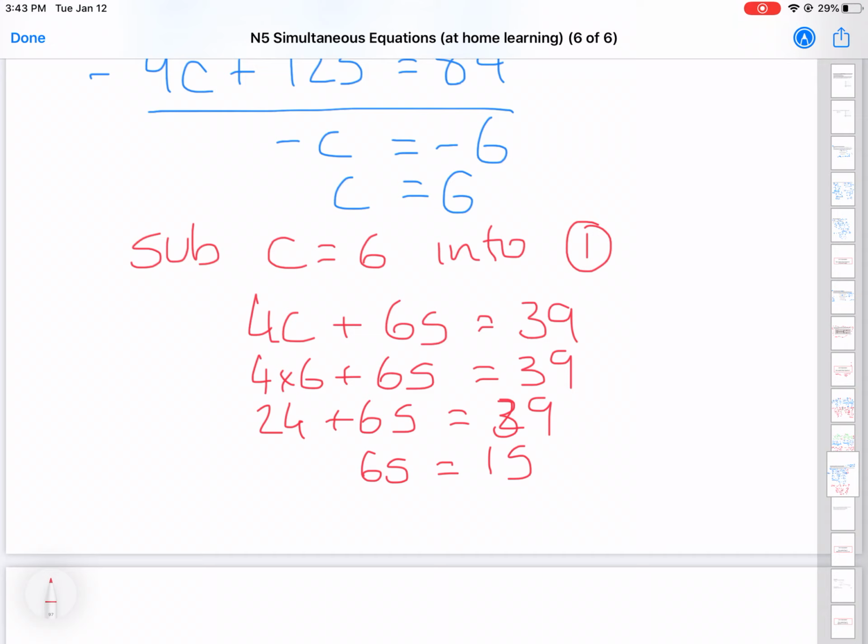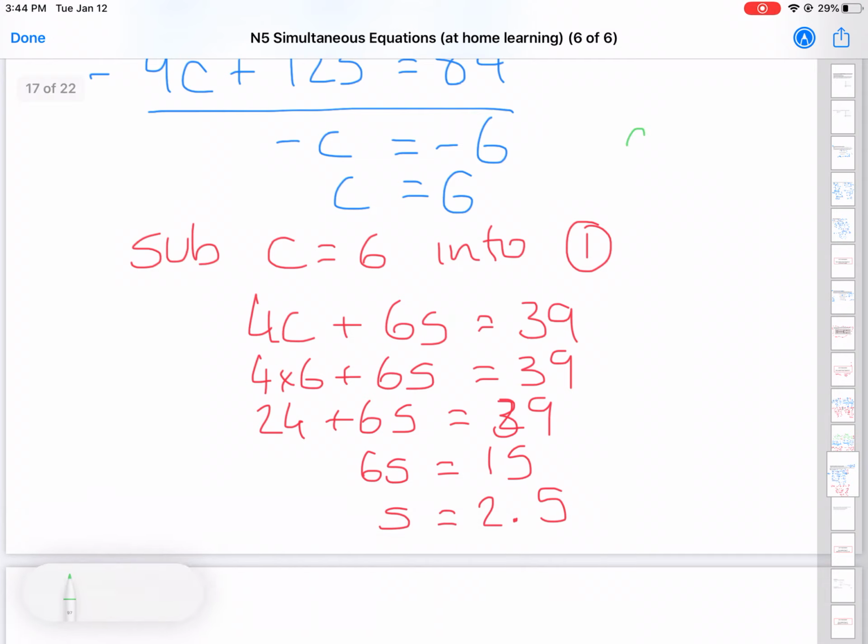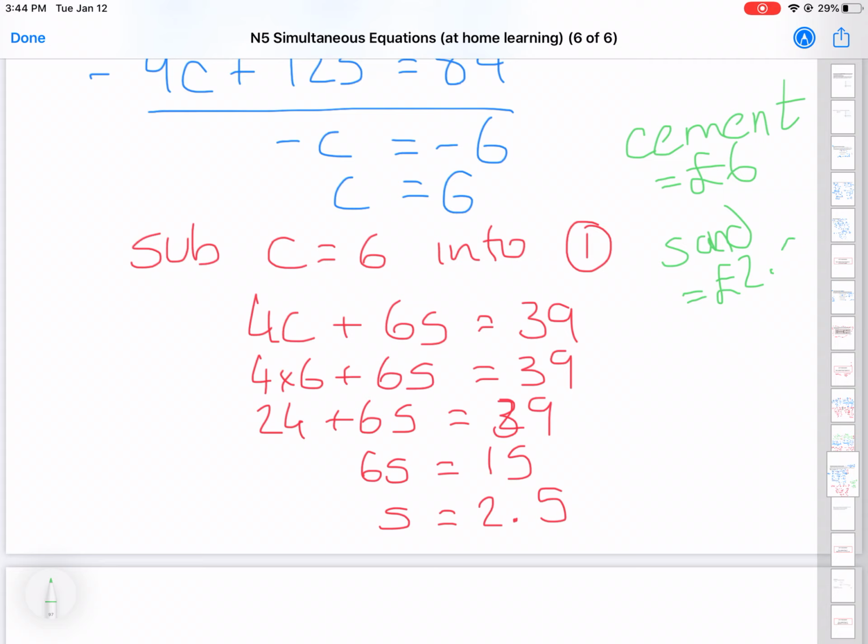Yep. And if we do that, so 15 divided by the 6, we will get 2.5. So, the only thing left to do here is to finish off the question. All I'm going to do is say that cement is equal to £6, sand is equal to £2.50. Okay, finishing off the question there, especially since it's in context, it's best that we do that.